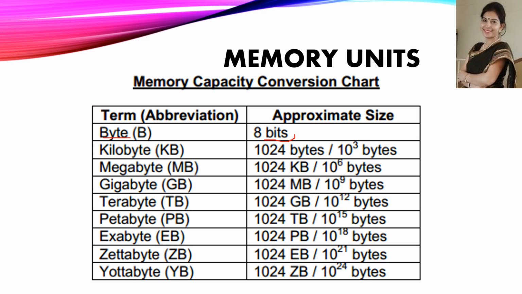So bit is the smallest unit of data, and byte is a collection of 8 bits which can represent any character. So 8 bits is a byte, then 4 bits are called a nibble. Then the next larger unit after byte is kilobyte, which is 1024 bytes. Then megabyte is 1024 kilobytes, then gigabyte is 1024 megabytes, and similarly terabyte, petabyte, exabyte, zettabyte, and yottabyte.